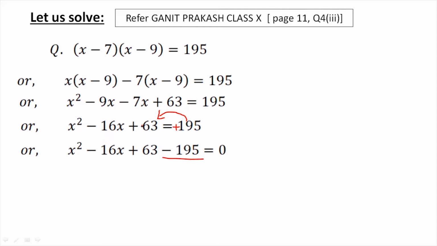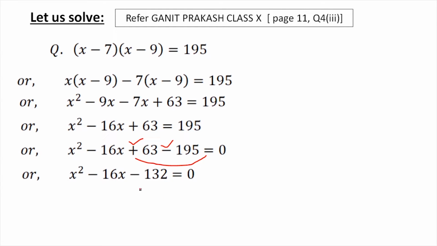So the rest is the same: x square minus 16x plus 63 minus 195, taking 195 onto the left hand side. Now we can subtract this. Why subtraction here? Because 63 is positive and 195 is negative, and after subtraction we get 132, and we use the sign of the bigger number, that is 195, so it is minus 132. Now this is in quadratic equation form. So x square minus 16x minus 132 is equal to 0.